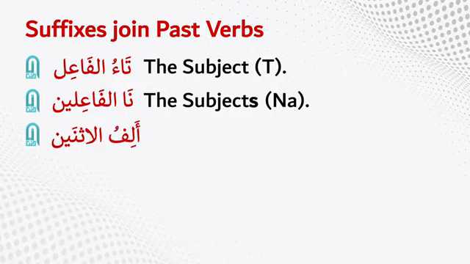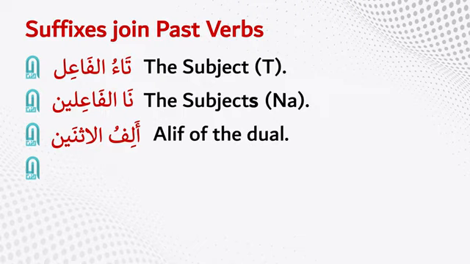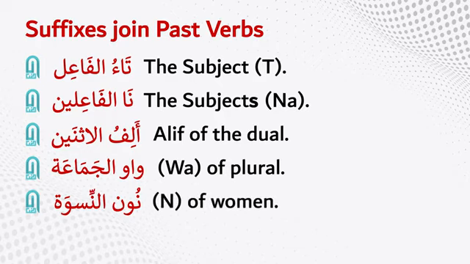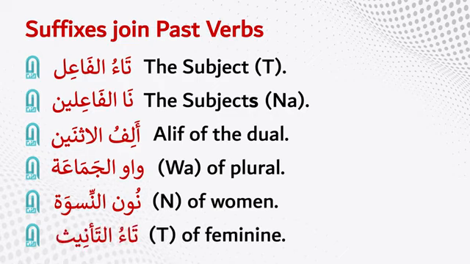Third, aliful ithnain, alif of the dual. It's obviously used with dual and it consists of only 1 letter, alif. Fourth, we have waw al-jama'ah, waw of plural. It has 2 letters and it's used for masculine plural. The next one, noonun niswa, noon of women, used for feminine plural. And lastly, we have ta'ut ta'nith, the ta of feminine.